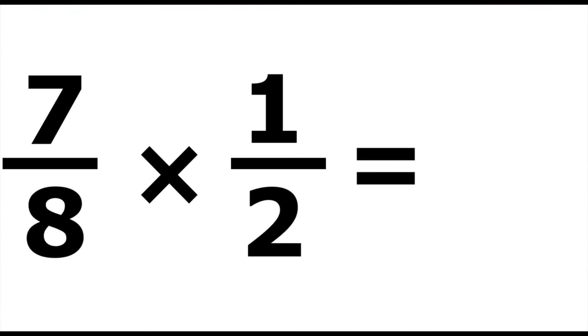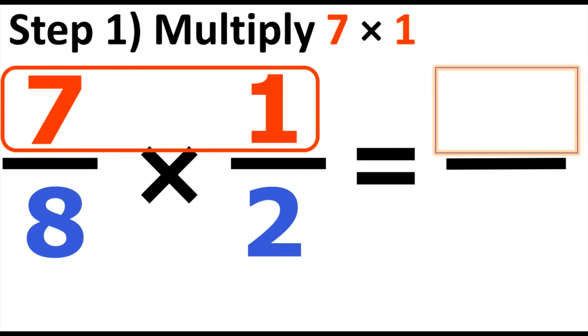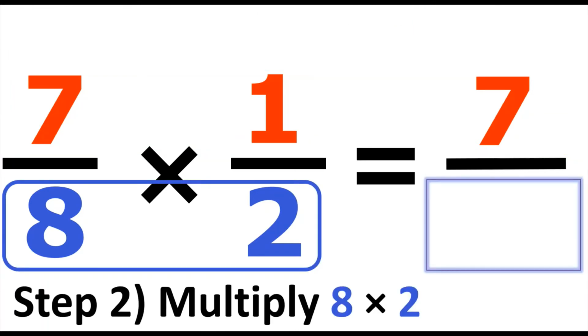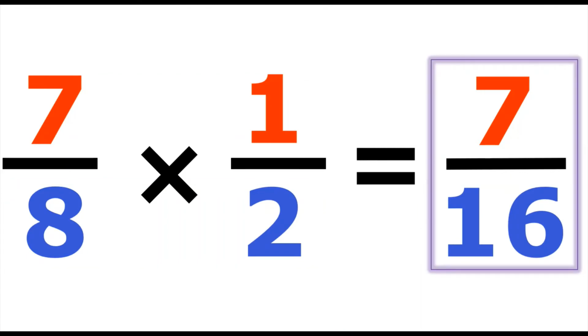Number 14. We have 7 over 8 times 1 over 2. Looking up top, we have a 7 and a 1. We multiply the 7 and the 1, and we get 7. At the bottom, we multiply the 8 and the 2, and that gives us 16. So the answer is 7 over 16.